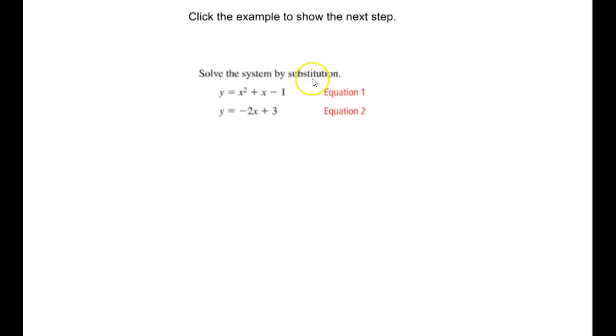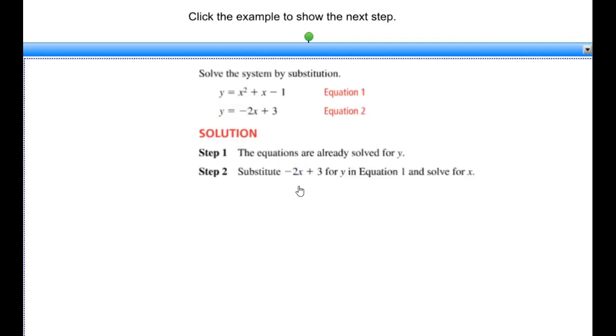So this first one we're going to be using substitution. So I see I have a quadratic equation and a linear equation. The first thing I see is that they've both already been solved for y. So they're both y equals and y equals. Since they're that way, I can substitute in this -2x plus 3 in my top equation for y, and then solve for my x. So I end up with -2x plus 3 equals x squared plus x minus 1. So I've substituted in that value that I knew for y in my original equation.